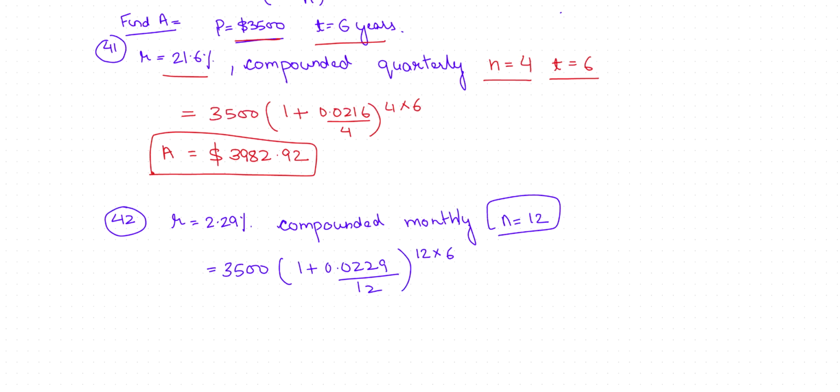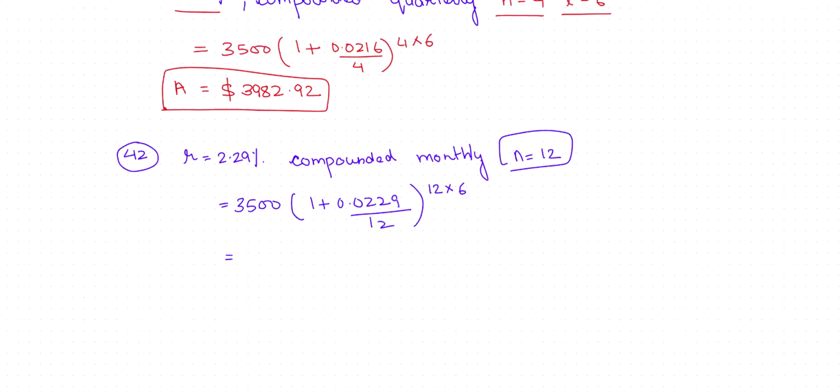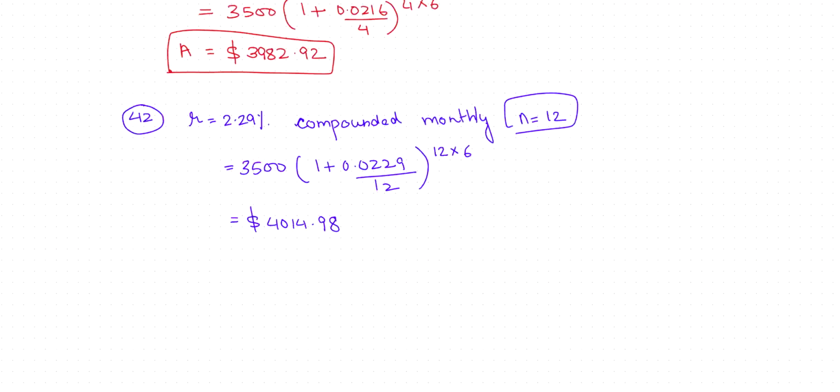If we put this in the calculator we will get 4014.98. Because we were compounding monthly, every month we were adding interest and now the interest was applied on a new principal. So we are getting more, though the interest rate was also different. So let's do question 43. Now, one more.